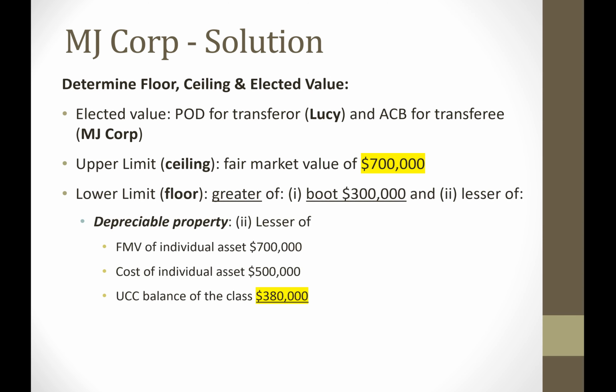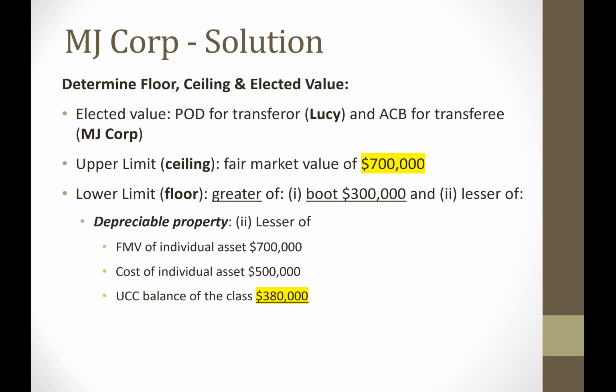So when we look at the floor, this is the requirements that we have to look at. For a depreciable asset, the floor is going to be the greater of two amounts. The first amount is the boot, which is the note, the non-share consideration, and that has a value of $300,000. Now the second component of the floor is the lesser of three amounts, and we have here the fair market value, the cost, and the UCC. And so we look at the floor as being the greater of the boot, $300,000, or the second part, which is the lesser of those three amounts, which is going to be the UCC of $380,000.